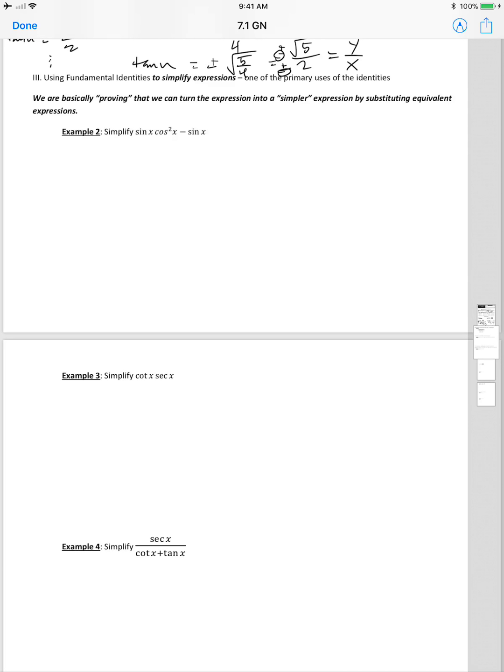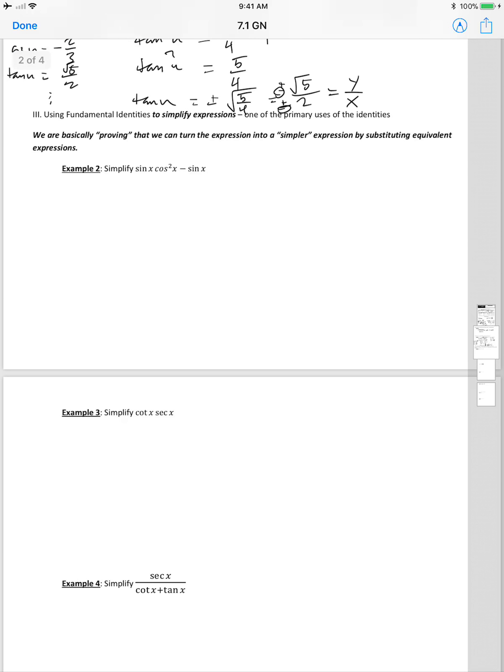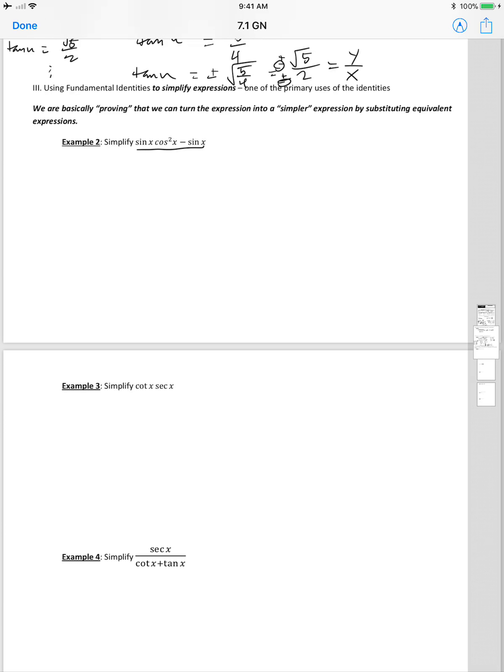The main reason we use these identities will be clearer in section 7.2, but for section 7.1, we use these identities to simplify expressions. Basically, we're going to take an expression that looks like this, a really long expression, a bunch of different functions. It looks really complicated, and we're going to use our fundamental identities to simplify it. We're going to plug things in and turn it into something that's easier for us to work with. So example 2, sine of x times the cosine squared of x minus sine of x.